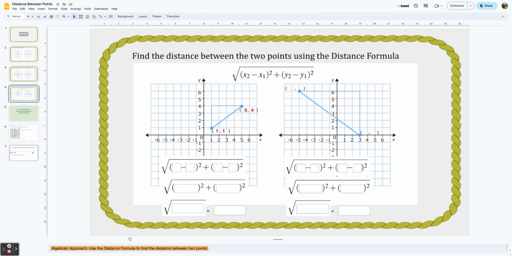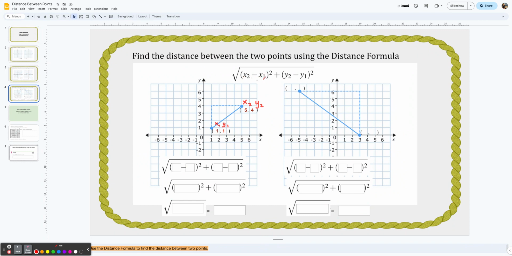We can also use the distance formula to find the distance between 2 points with coordinates given. And the distance formula is subtract your x coordinates and square that, plus the difference of the y coordinates squared. So when we look at this segment, let's call this x sub 1. Let's call this y sub 1. This will be x sub 2, and we can call this y coordinate y sub 2.